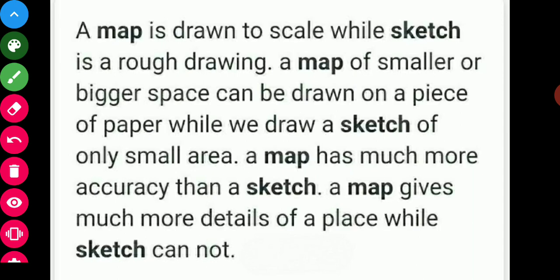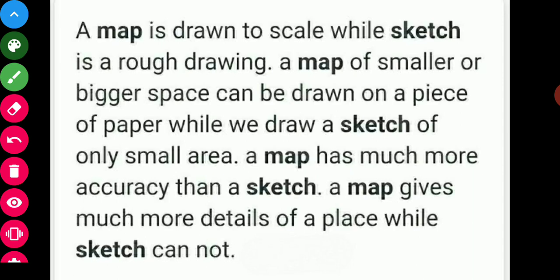A map is drawn to scale, while a sketch is a rough drawing. A map of smaller or bigger space can be drawn on a piece of paper, while we draw a sketch of only a small area. A map has much more accuracy than a sketch, and a map gives much more detail of a place, while a sketch cannot.